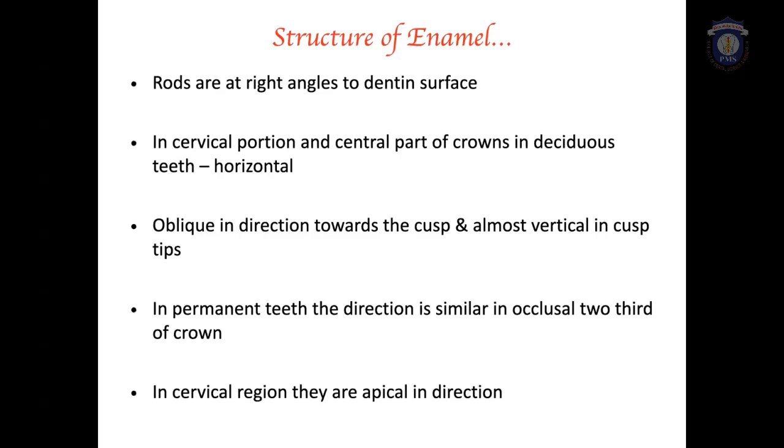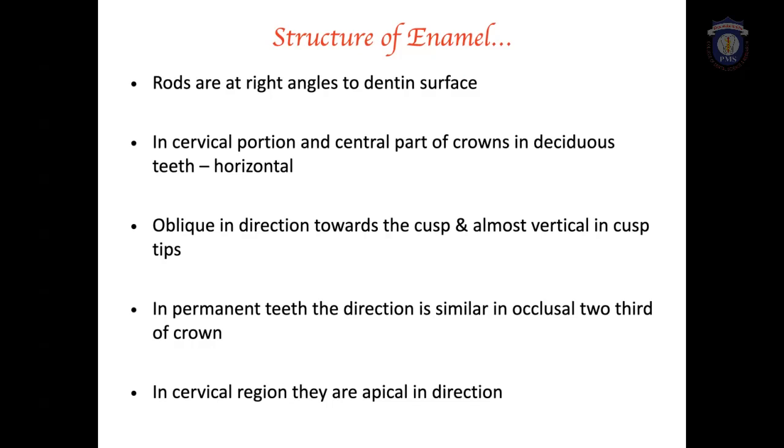And the rods are at right angle to the dentine surface. That means the rods are attaching from the DEJ and extending towards the surface of the enamel. And when forming from the DEJ, they make a right angle with the dentine surface, or the DEJ. In the cervical portion and central portion of the crown in deciduous teeth, the enamel rods are arranged more horizontally.